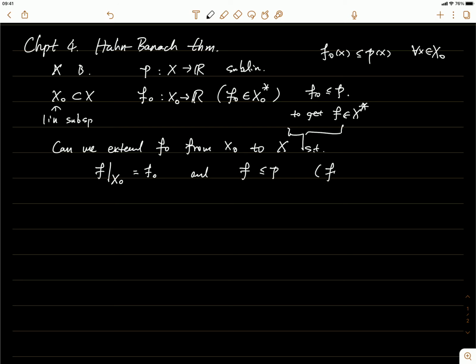In other words, F of x is less than or equal to P of x for any x in the whole space. Here it is only on the subspace because F naught is only defined on the linear subspace. But we want to extend it to F, which is for the whole space. Okay, so that's the question. And the answer to this question is yes. And that is exactly what the Hahn-Banach theorem says. Okay, so let's state the theorem and then prove it.